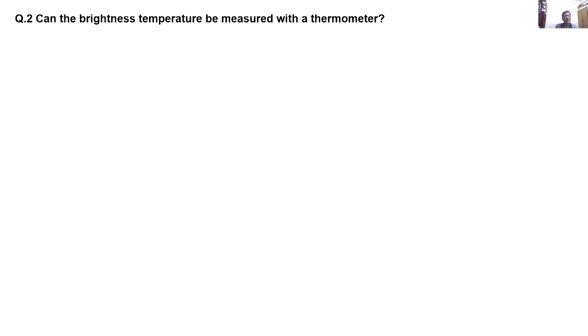Now the next question is, can the brightness temperature be measured with a thermometer? A few things we need to understand. Number one, what is a brightness temperature? I already discussed that brightness temperature comes when you invert Planck's law and you basically segregate the temperature term. That segregated temperature term is nothing but the brightness temperature. So it comes from radiances. And what does the thermometer measure? Does a thermometer measure radiances? I mean, how does it give you the temperature? Is it by measuring radiances?